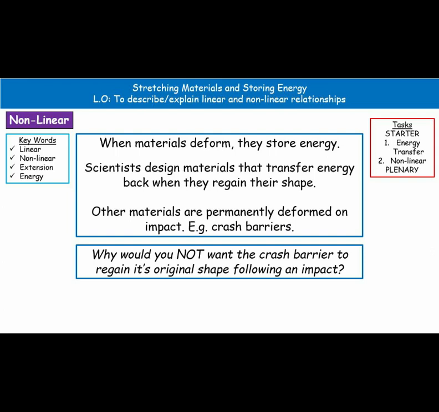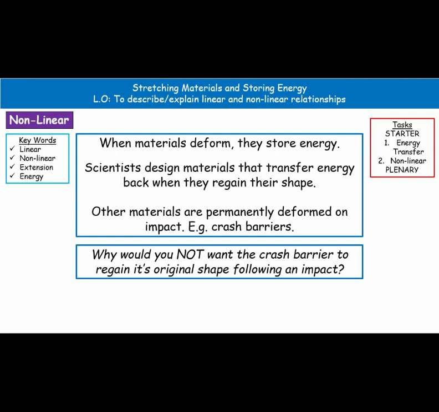So hopefully what we've actually got written in our answer there is that the reason that we don't want our crash barrier to then regain its original shape is that if you imagine that a car has collided into that crash barrier, then the last thing we actually want to happen for the poor participants inside that car is for the crash barrier to then go back to its original shape, thereby just shoving the car away from the crash barrier, potentially causing further injury.